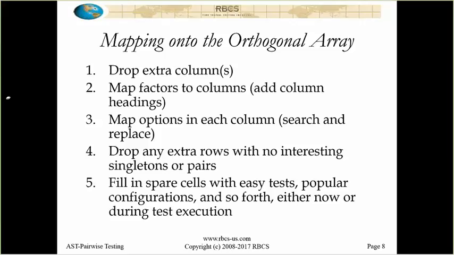Usually this happens with larger tables, and this is one of the reasons why using a tool is so helpful, because you will not get these kinds of extra rows that you have to go through and spend time trying to eliminate. Once you have done step 4, if that's necessary, then you populate your tester's choice cells with whatever configuration options you want, which you can do now, or you can do when you actually run the test.